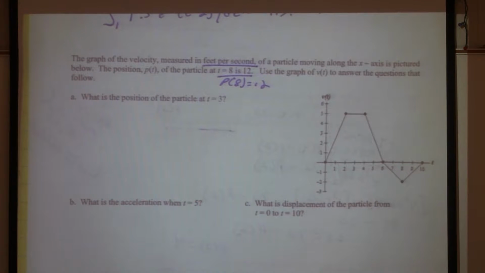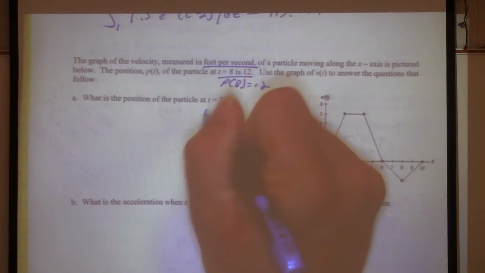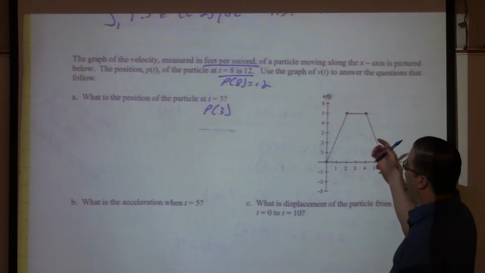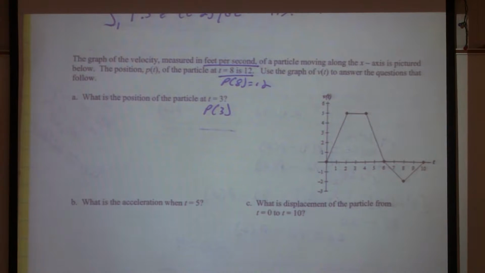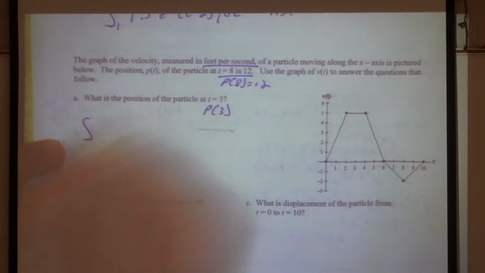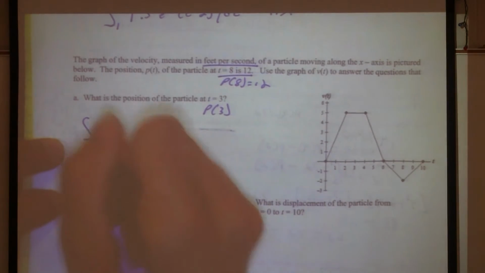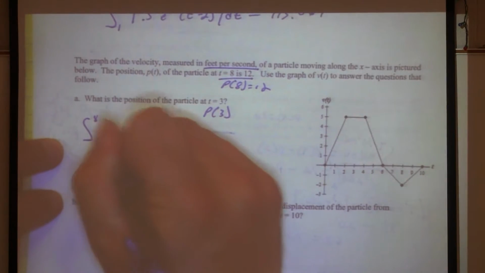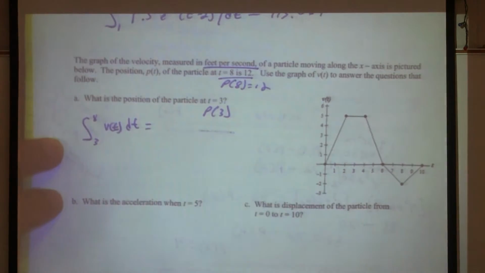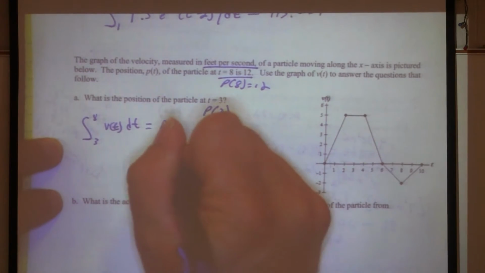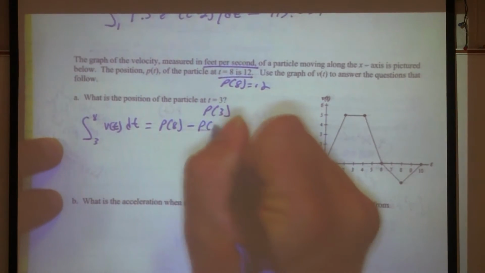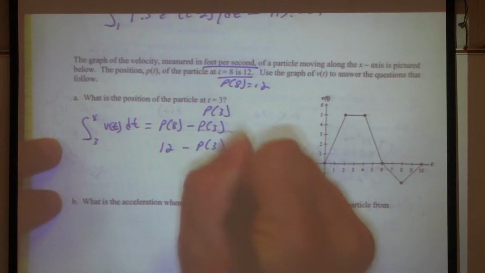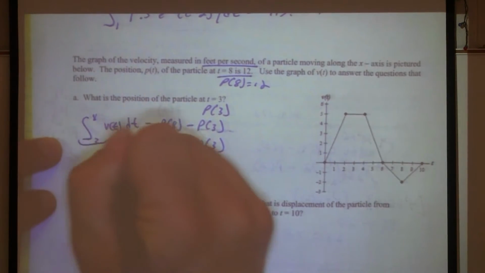It says, what is the position at t equals 3? So I'm looking for P of 3. In order to find position, given velocity, I need to set up an integral. What would my integral be? From 3 to 8, the one that they want and the one that was provided, of V of t dt should end up equaling what? P of 8 minus P of 3. I know P of 8 is 12, minus P of 3, that's what I'm solving for. And how in the world am I going to calculate that?